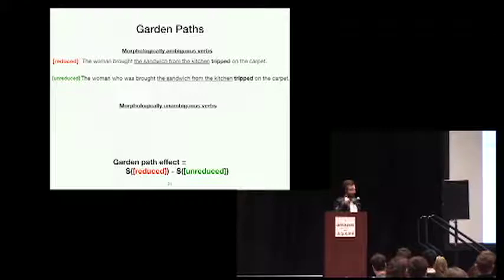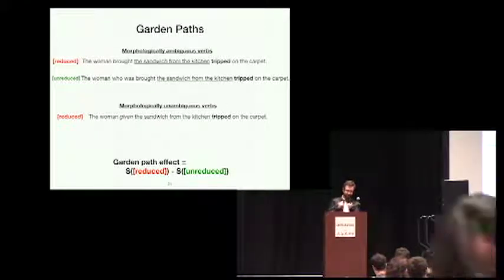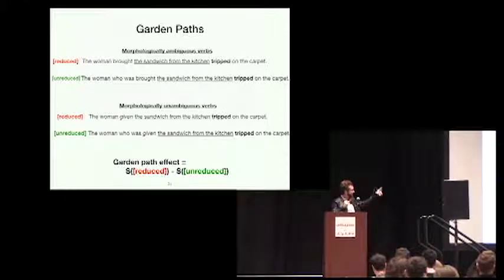And there's a subtler manipulation where you can say "the woman given the sandwich from the kitchen tripped on the carpet." In that case, the actual morphological form of the word "given" is going to tell you that this is a relative clause and not a main verb, and you should not get a garden path effect there. So comparing these two things, we can see, is the neural network using the morphological cue in order to figure out something about the syntactic state it should be in?